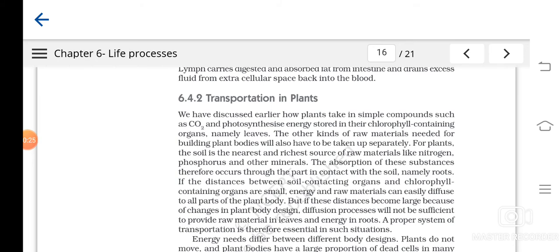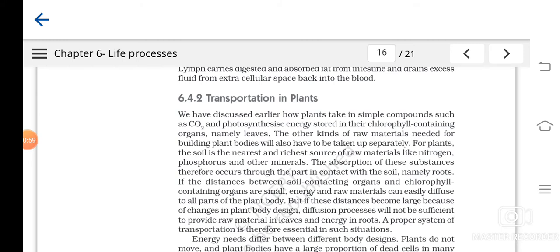So, do plants need to transport some of the things? Yes, they also need to transport some of the things, isn't it? Like what all things they need to transport? They need to transport the gases, isn't it? Carbon dioxide, oxygen, etc. Then they need to transport the water, minerals, isn't it? They need to transport food, hormones, etc. So like this, many things have to be transported across the plants also, isn't it?